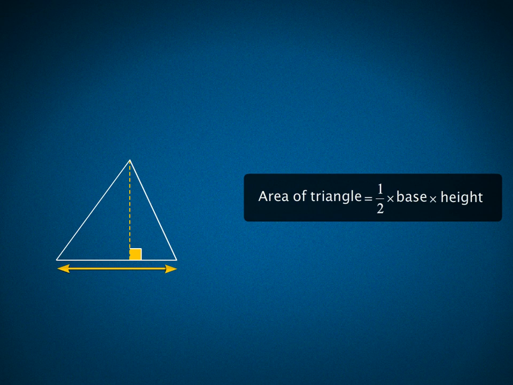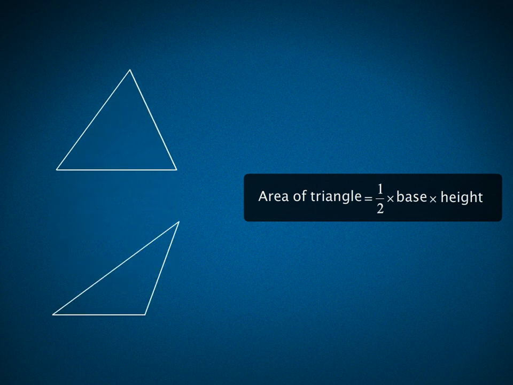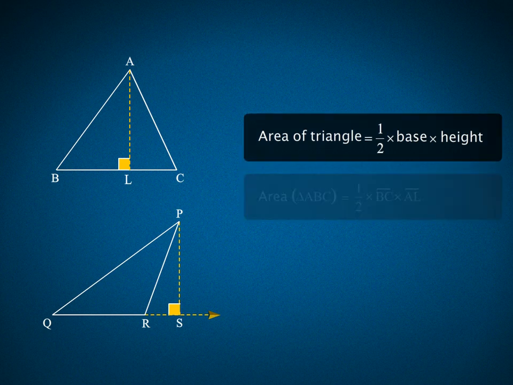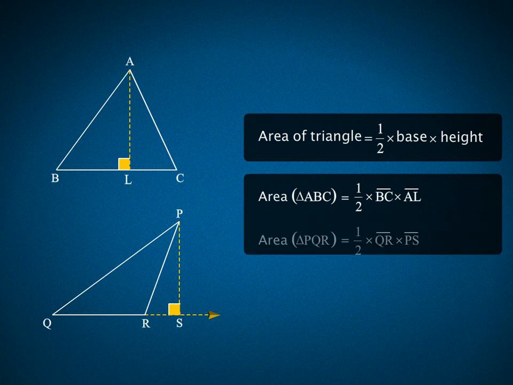Recall that the general formula for calculating the area of a triangle is half the product of its base and height. Consider two triangles, triangle ABC and triangle PQR, as shown. We know that the altitude AL of triangle ABC is the height of the triangle ABC. Likewise, an altitude PS of triangle PQR is the height of the triangle PQR. Thus, we can write the area of each of these triangles as shown. Now, label the obtained areas as equation 1 and equation 2.